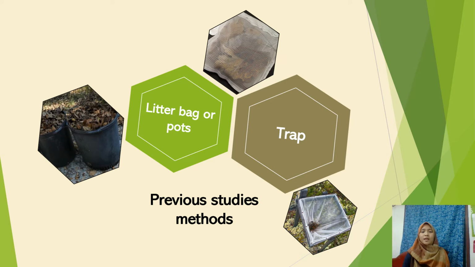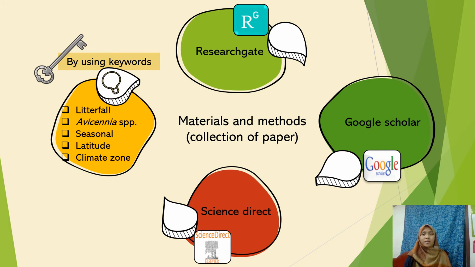In previous studies, researchers used litter bags and traps to collect the samples for further study in the laboratory. This is the materials and methods, in terms of the collection of papers. I collected my papers from ResearchGate, Google Scholar, and Science Direct by using the keywords litter, Abyssinia spp, seasonal, latitude, and climate zone. After that, I arranged the papers, rejected duplicates, and listed all the references to prepare for the results later.